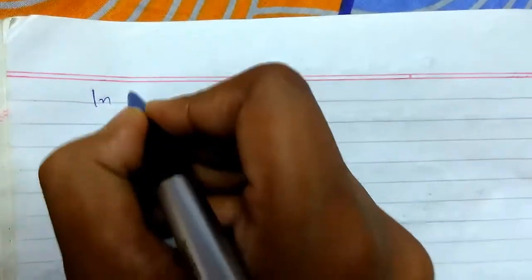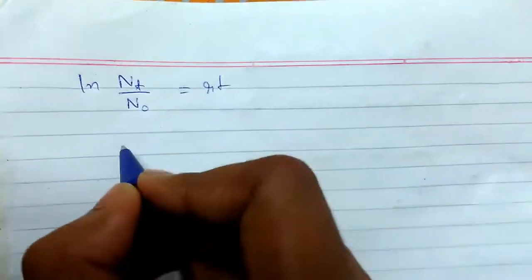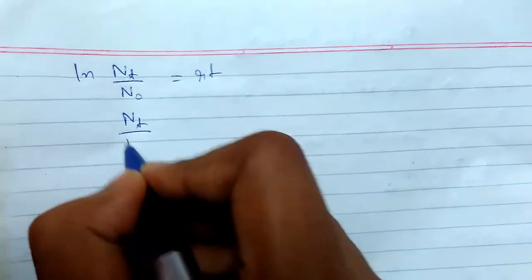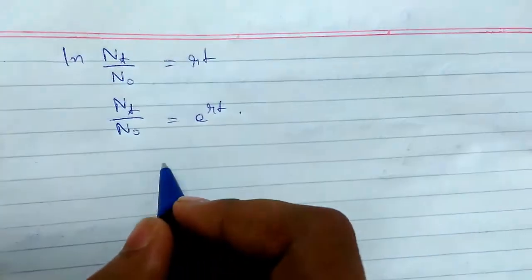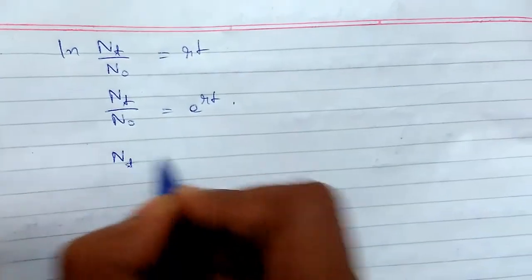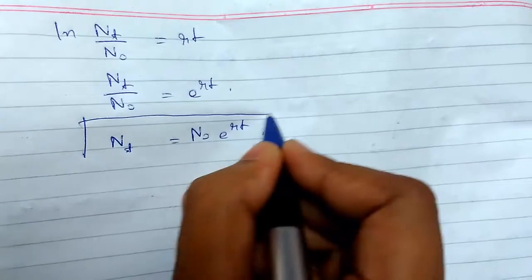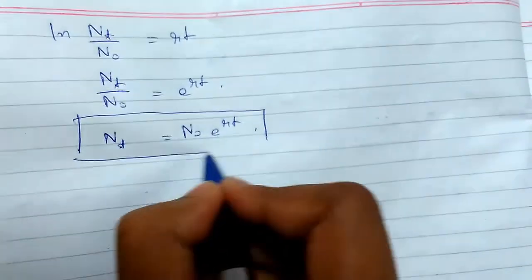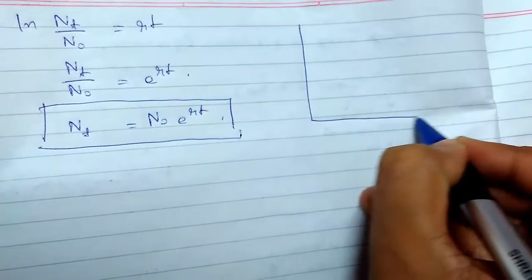So writing this, it will look something like this. n(t) by n0 equals e to the power rt, so n(t) equals n naught e to the power rt. So this is our exponential growth model, and if you plot the graph, it will be something like this.